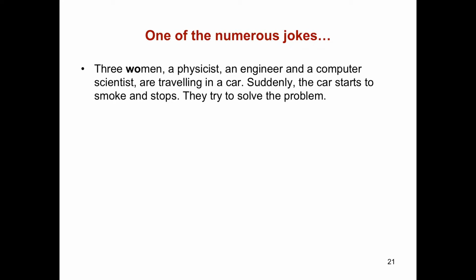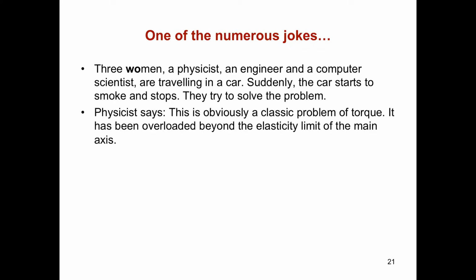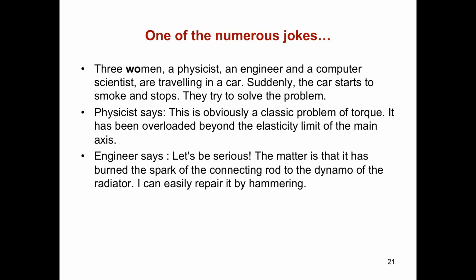So there's three women, a physicist, an engineer, and a computer scientist, and they're traveling in a car. And suddenly the car starts to smoke, and it stops. And all three of them offer a solution to the problem. So first one is the physicist, and she says, well, this is obviously a classic problem of torque, and it has been overloaded beyond the elasticity limit of the main axis, and that's that. We're not going any further. So that's an explanation, but they're not going to do anything about it.